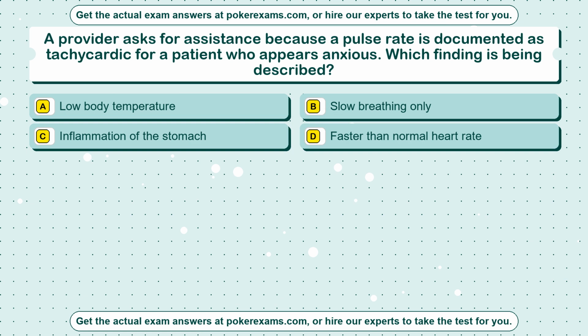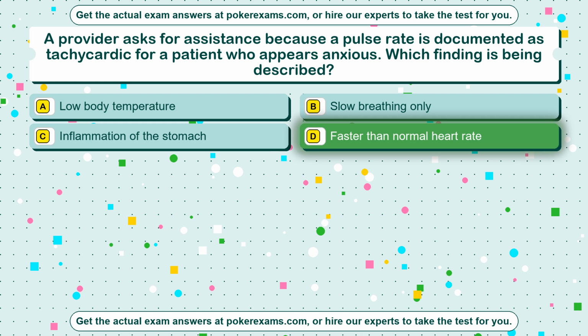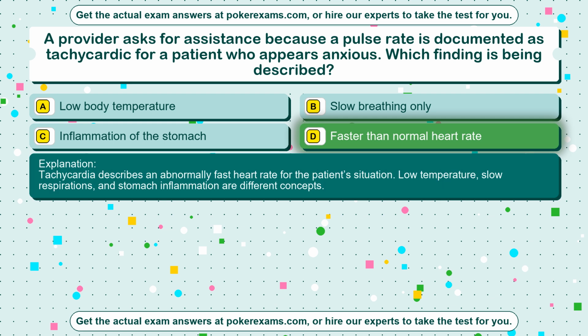Question 46. A provider asks for assistance because a pulse rate is documented as tachycardic for a patient who appears anxious. Which finding is being described? Option A. Low body temperature. Option B. Slow breathing only. Option C. The inflammation of the stomach. Option D. Faster than normal heart rate. The correct answer is option D. Faster than normal heart rate. Tachycardia describes an abnormally fast heart rate for the patient's situation. Low temperature, slow respirations, and stomach inflammation are different concepts.